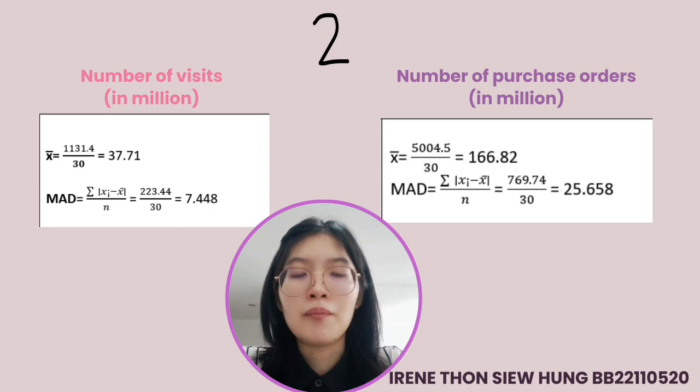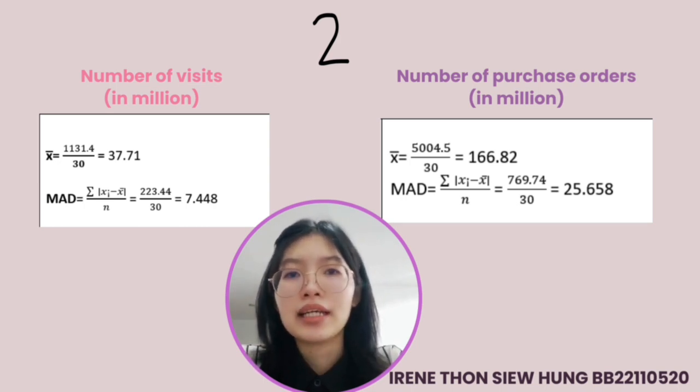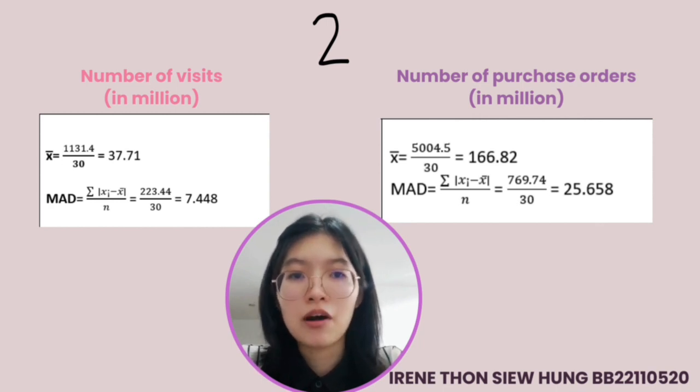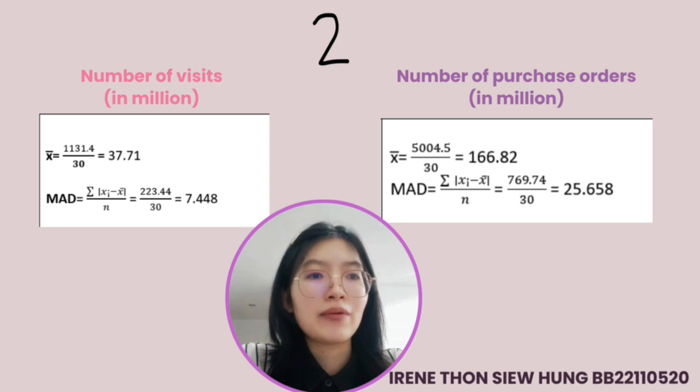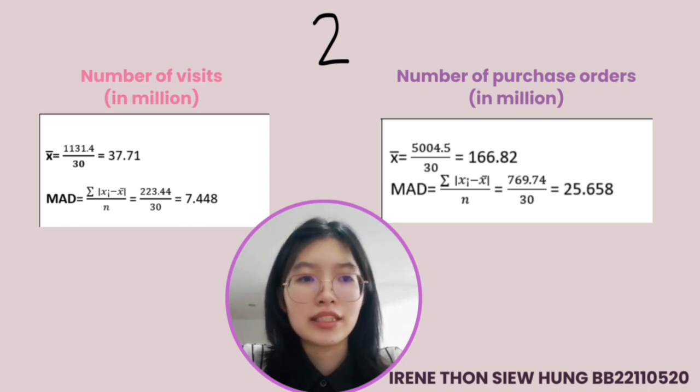Second is the mean absolute deviation, called MAD, which is an average of the absolute differences between the observations and the mean. The formula to calculate MAD is the sum of the absolute deviations divided by the number of values. From the slide, we can see that the number of visits is 7.448, however, the number of purchase orders is 25.658. So we can conclude that the number of purchase orders is higher than the number of visits in MAD.